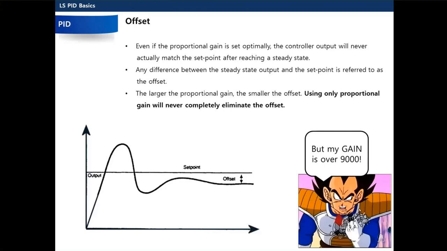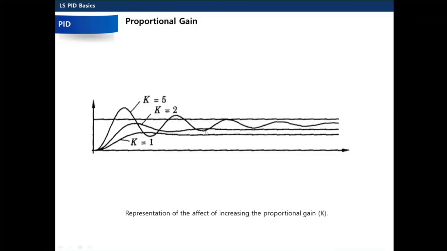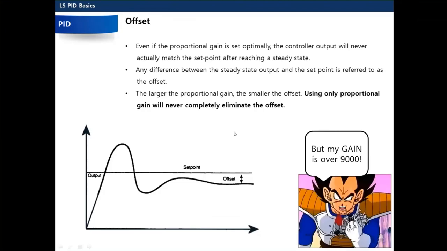Okay, very similar to the error almost. Whenever there's a difference between the steady state output of the PID and the set point, this is the offset. So if we go back one, that's what we were seeing here. It was never matching our set point, right? So that's an offset. And that's because up till now, we've only been using the proportional gain. We're looking at the proportional gain and how it works, but we'll never completely eliminate that offset with just the proportional gain.